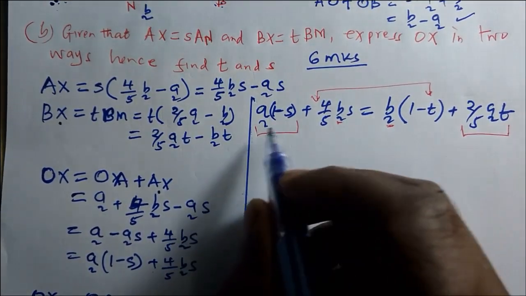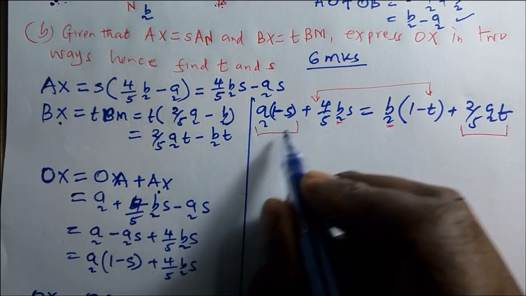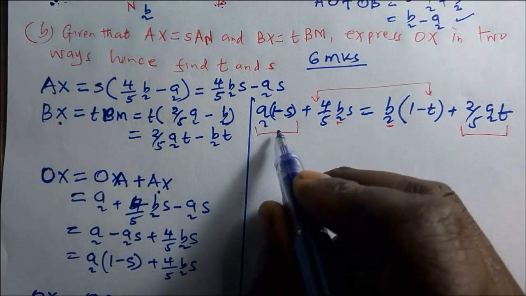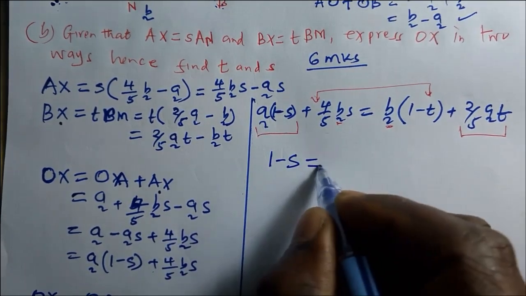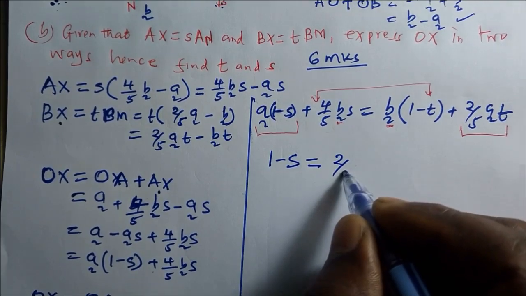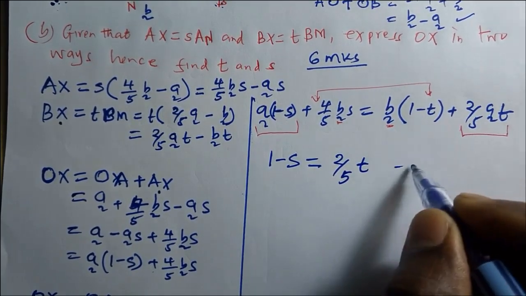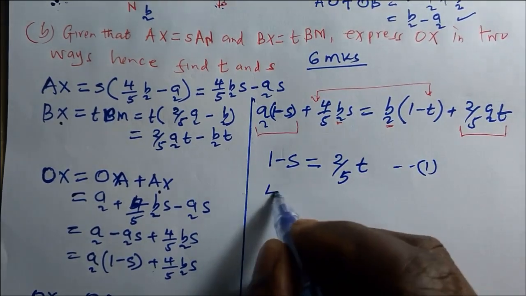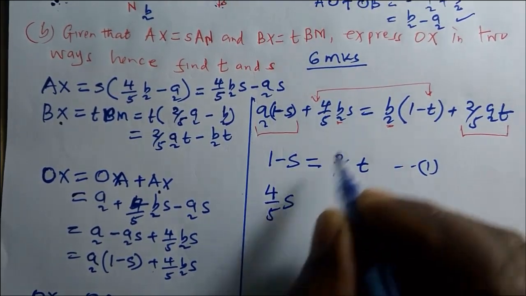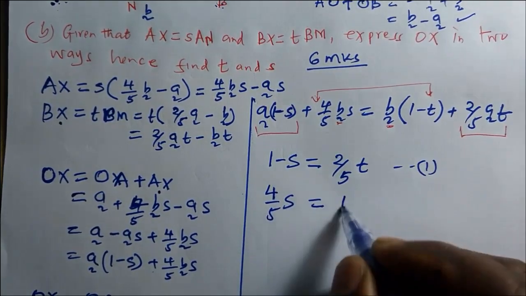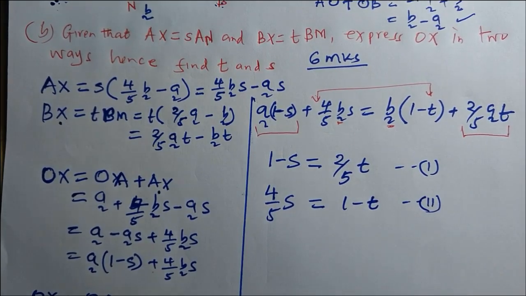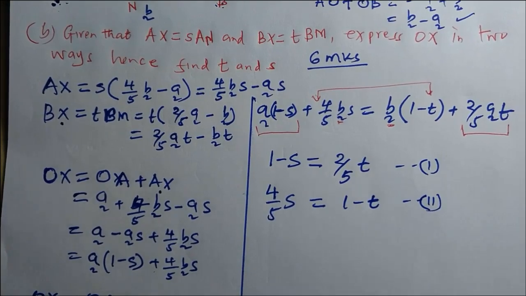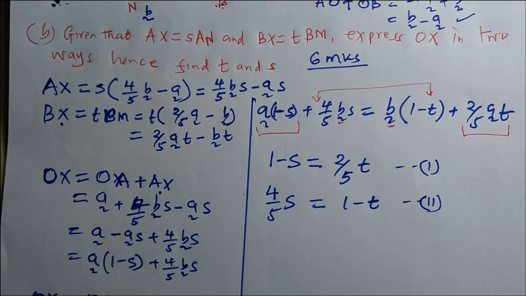Once you equate them, you ignore the vector A. So it means now we ignore A. So 1 minus S is equal to 2 over 5T. That is our equation 1. And 4 over 5S, you ignore B, is equal to 1 minus T. And that is our equation 2. Now we solve equation 1 and equation 2 to get the value of T and the value of S.